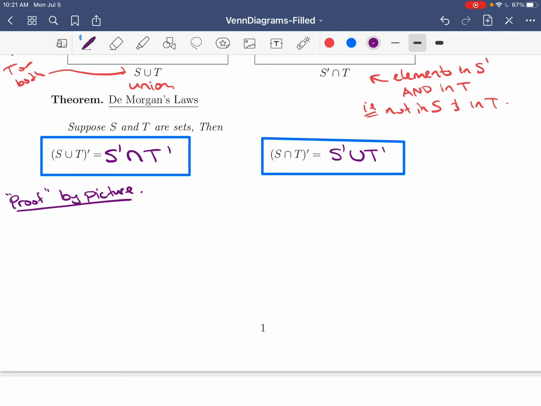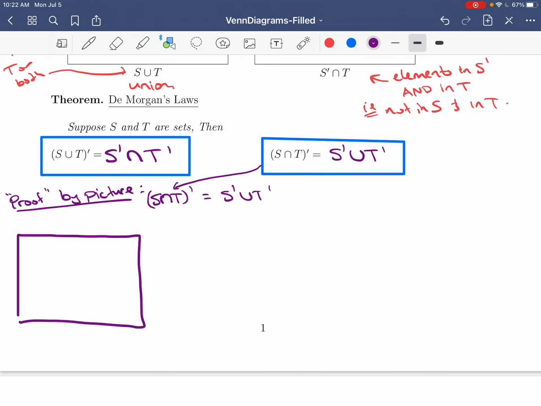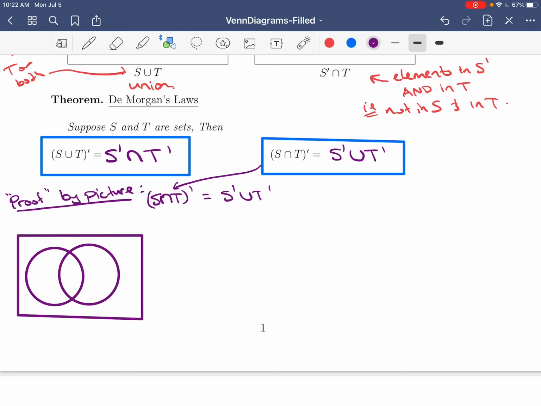Okay, so let's do this one. So S intersect T complement equals S complement union T complement. I'm going to try and illustrate this using a picture. So here's the S circle, here's the T circle in my universe. So here I'm going to shade S intersect T complement.